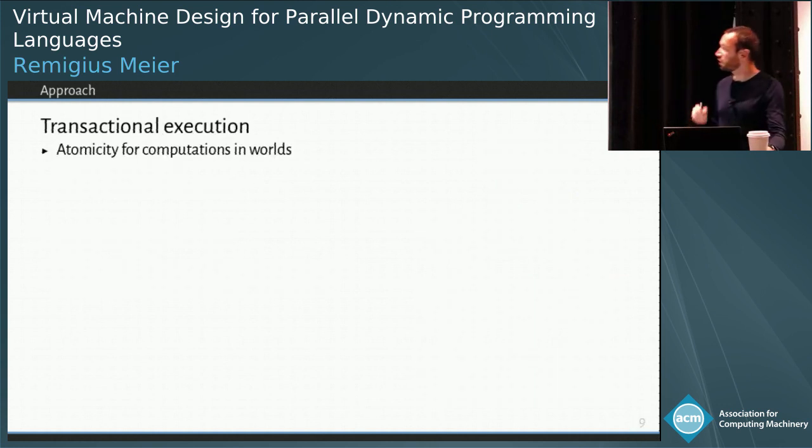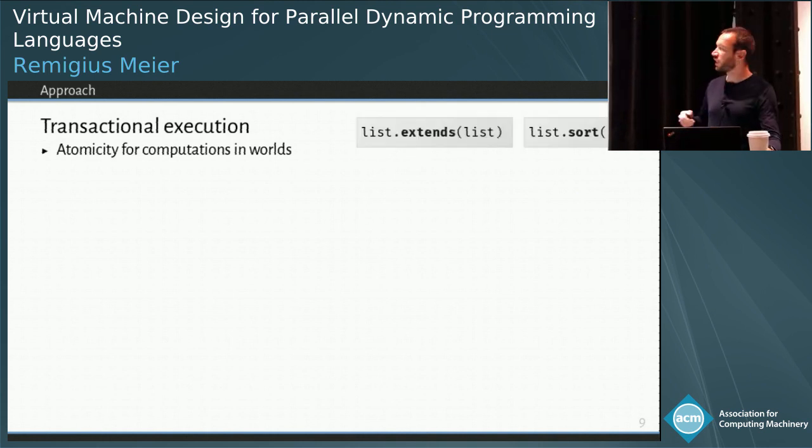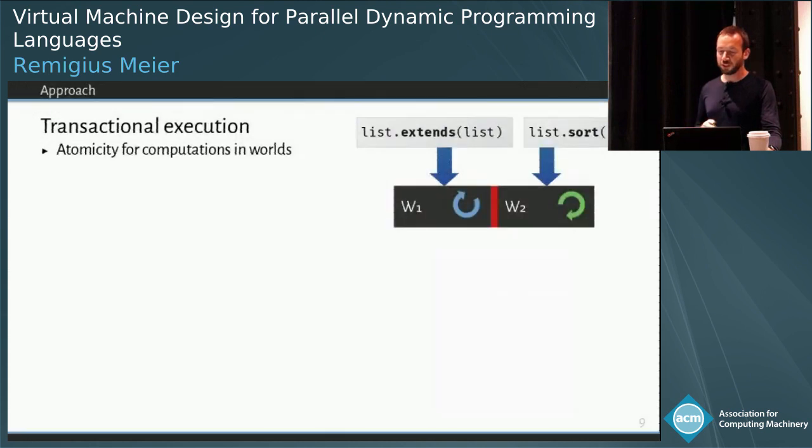Right. We also do transactional execution. So basically, any computation that happens in a world will appear to happen atomically, as seen from other worlds. This, of course, helps us with implementing these atomic operations over large data structures, so list extend or list sort in Python. If they run in two different threads, we can just assign each thread to its own world, and world reconciliation will then guarantee a consistent result, meaning that the computation will have happened atomically, both of them.